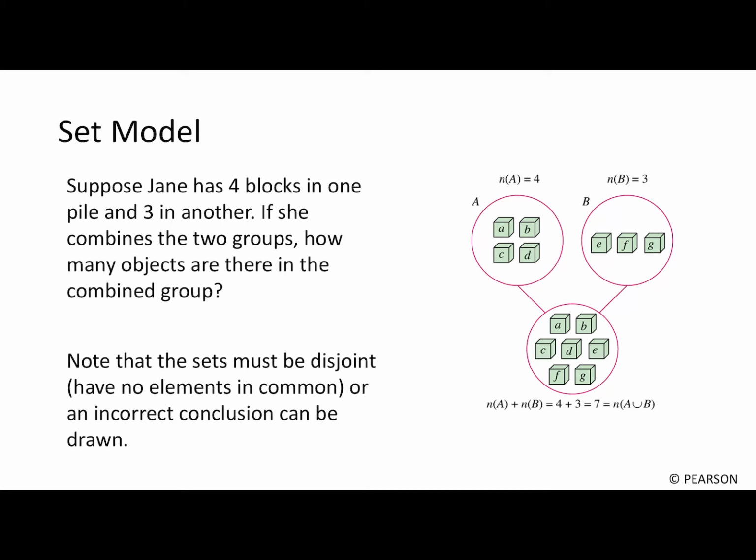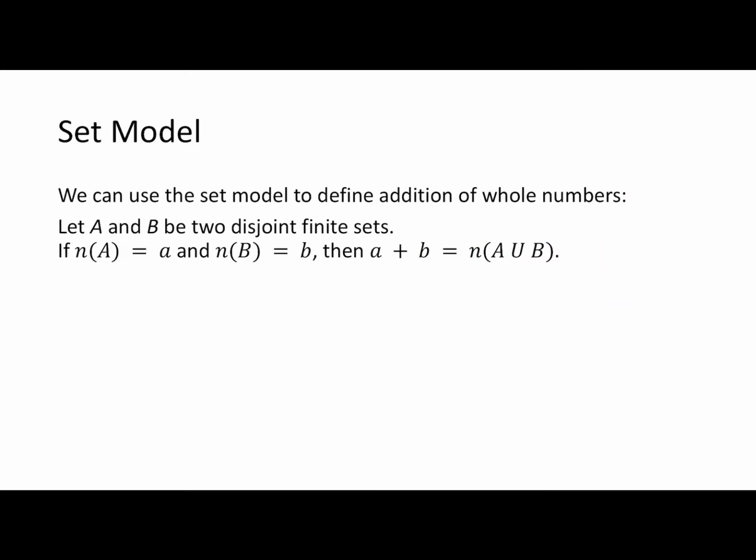Notice that when we do this, our sets have to be disjoint. That means that they have no elements in common, right? Each of those blocks is unique in one set. The set model helps us to actually define what we mean by addition of whole numbers. So if I've got 2 disjoint finite sets and little a is the size of set A and little b is the size of set B, then I define the size of their union. I define addition a plus b to be the size of their union.